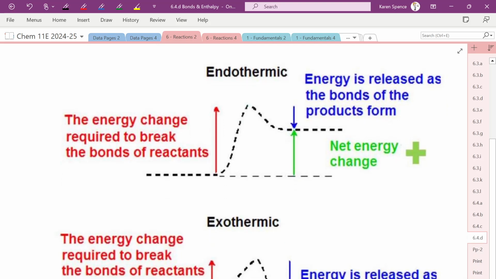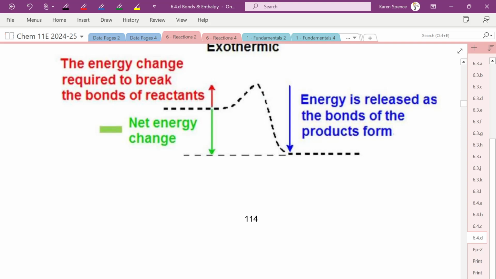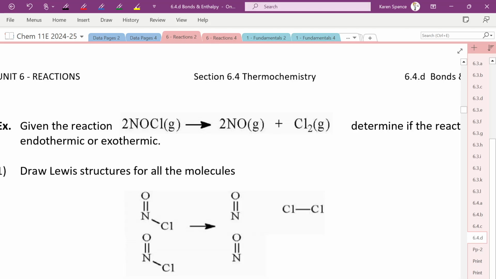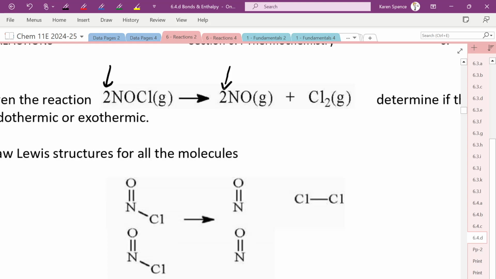Okay, this is just another one. I didn't know which picture was better, so I put both pictures in. Okay, you can look at that one. Here is 2 NOCl gives 2 NO plus Cl2. These are the Lewis structures. Eventually, you're going to have to draw your own Lewis structures, but you don't really know how yet, so we won't make you. But we start with NOCl and NOCl, and we finish with 2 NOs and 1 Cl2.